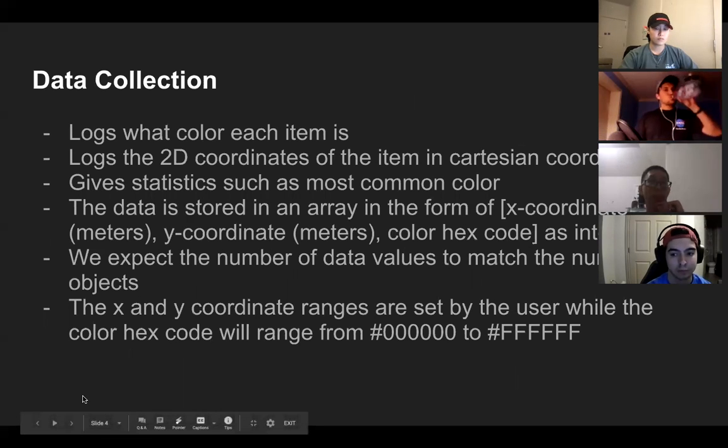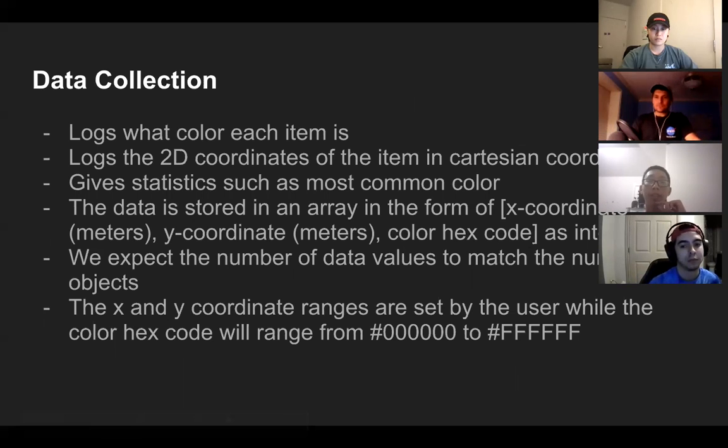For data collection, we're going to log what color each item is, and also the 2D coordinates of the items in Cartesian coordinates. We're also going to give statistics of the most common color from the data we received, and the data will be stored in an array in the form of the X coordinate, the Y coordinate, and the color hex code. Both coordinates will be in meters. We expect the number of data values to match the number of objects, and the X and Y coordinate ranges are set by the user, while the color hex code ranges from 000000 to FFFFFF.